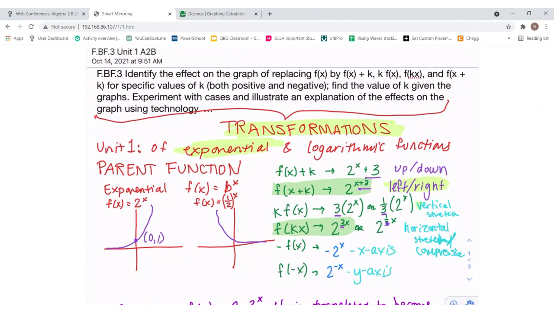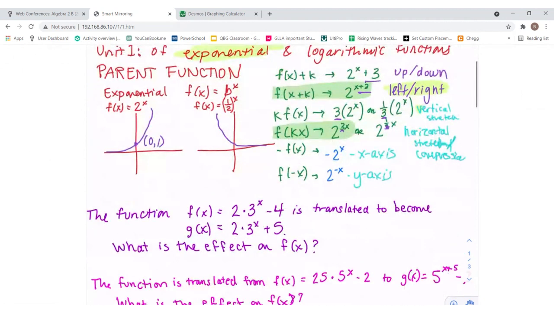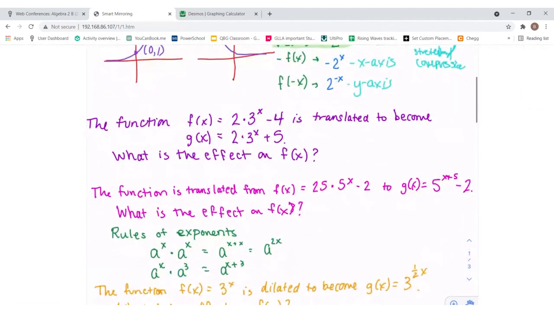What we're doing from here on is going to be doing these examples. So if we had the function 2 multiplied by 3 to the x minus 4, and it was translated to become 2 multiplied by 3 to the x plus 5, what is the effect on f? If you understood the lesson completely, you wouldn't have to graph it, but you are welcome to graph it. I wanted to show you that you could.